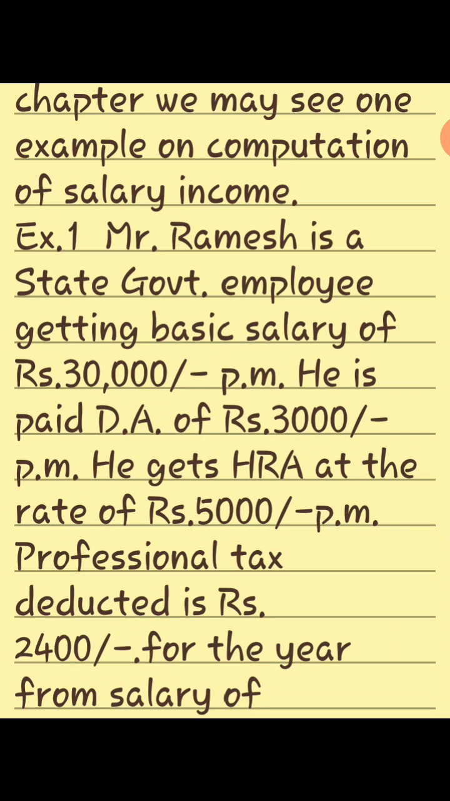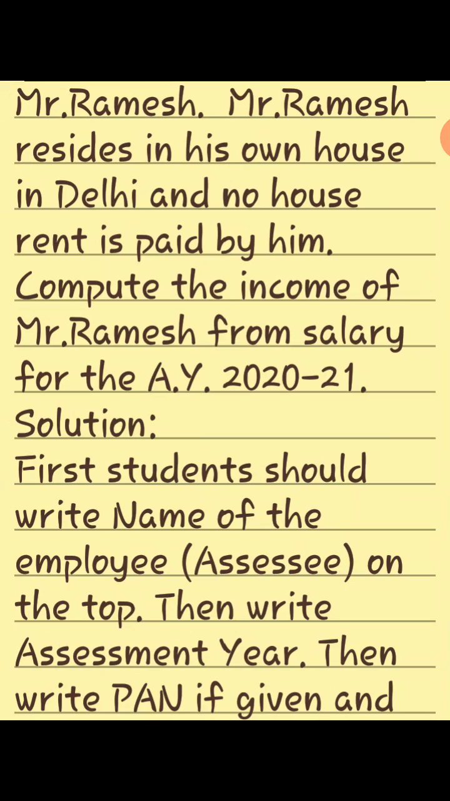He is paid DA of rupees 3,000 per month. He gets HRA, that is house rent allowance, at the rate of 5,000 rupees per month. Professional tax deducted is rupees 2,400 for the year from the salary of Mr. Ramesh. Mr. Ramesh resides in his own house in Delhi and no house rent is paid by him. Compute the income of Mr. Ramesh from salary for the assessment year 2021.